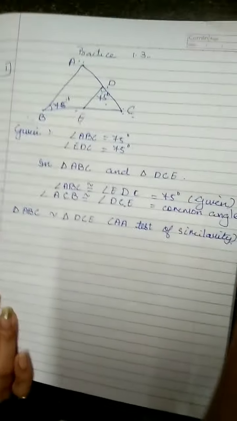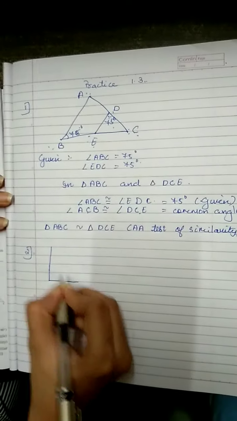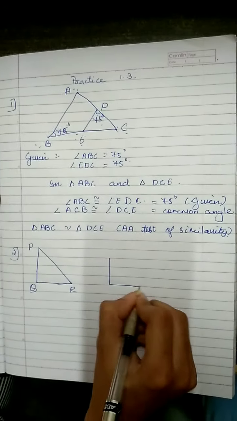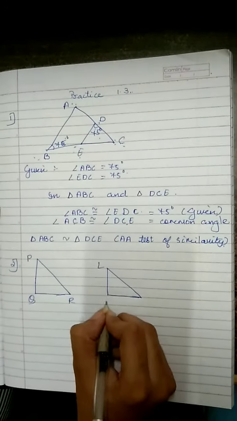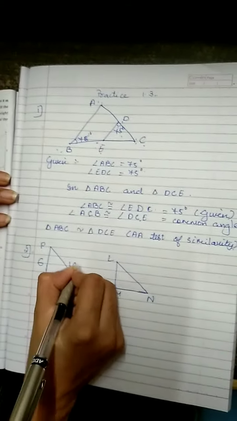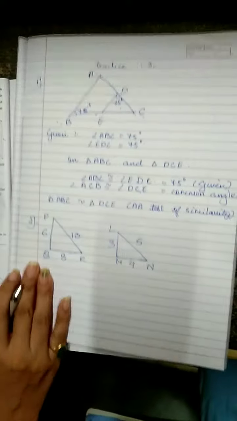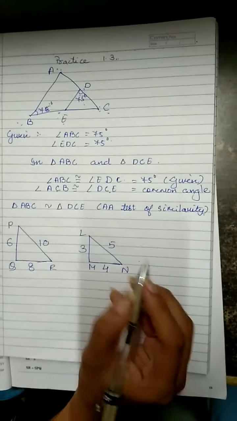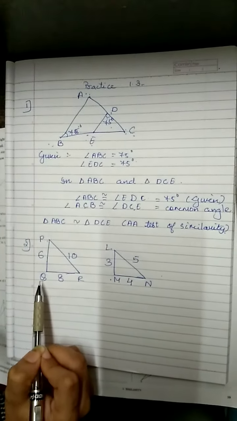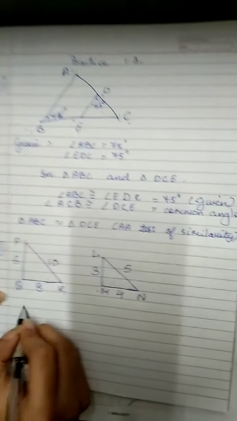Now second sum. Which test? First diagram is PQR, another one is LMN. PQ is 6, QR is 8, PR is 10, LM is 3, MN is 4, LN is 5. Now for this we have to find ratios. First ratio will be PQ is to LM, second ratio will be QR is to MN, and third ratio will be PR is to LN.